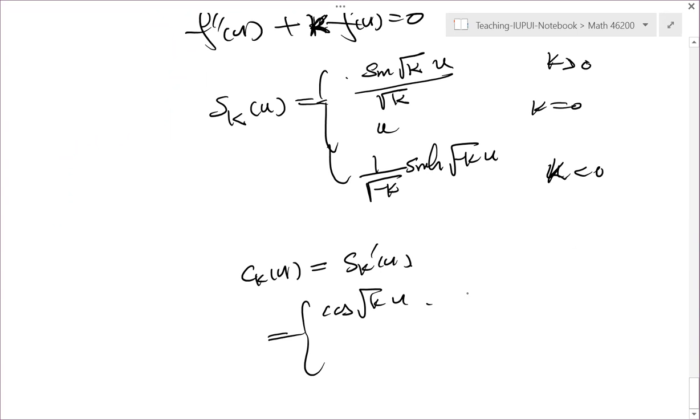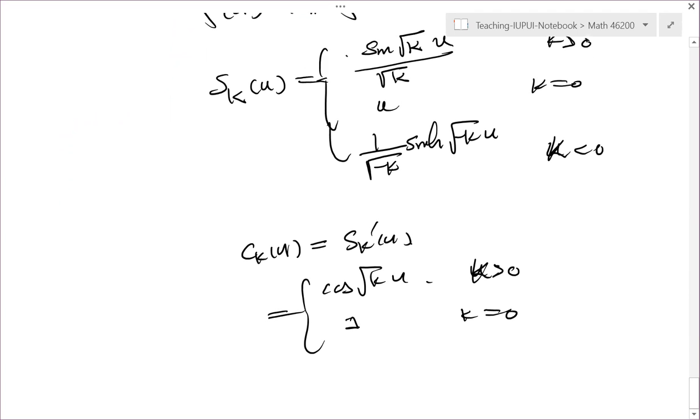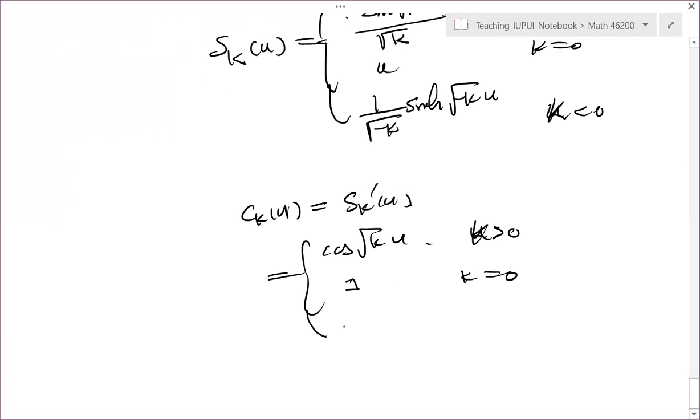cosine of square root of k times u if k is positive, and that's going to be 1 if k is 0, right? And hyperbolic cosine of u if k is negative.